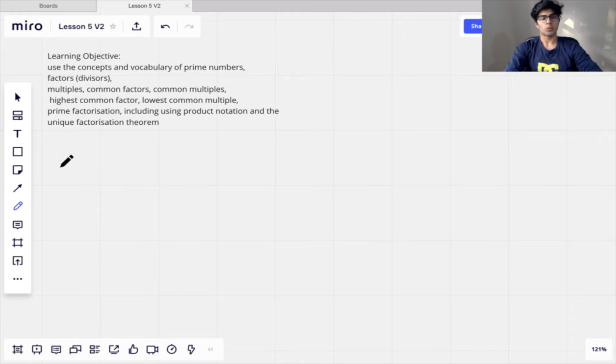Okay, let's get into it. First thing, I think there's a lot of terms here to define. So the first thing I'll start off with defining is factors. You might have heard this before.